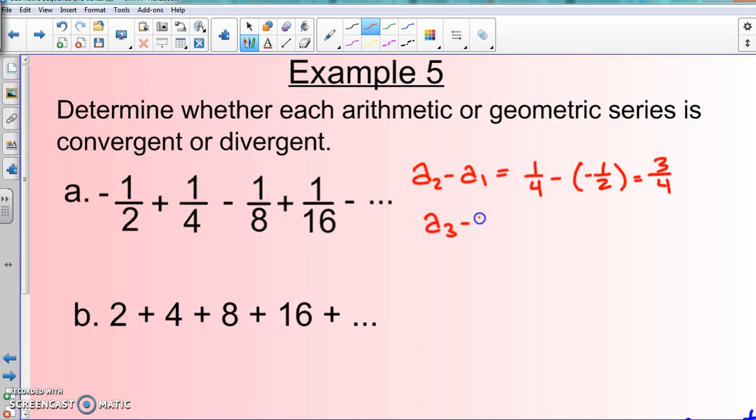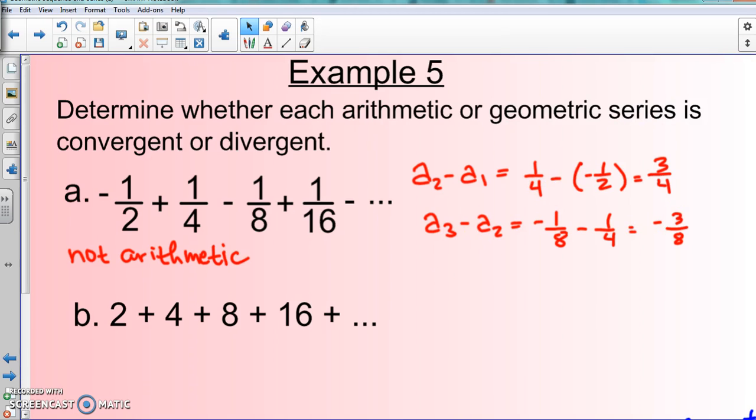And then we have A3 minus A2. Put that in there. Minus 1/4. So common denominators again, that'll be 2 over 8 here. So negative 1 and negative 2 gives you negative 3 over 8. And again, those are not the same answers. So there's not a common difference, so it's not arithmetic. So we have to try it for geometric and see if that works.